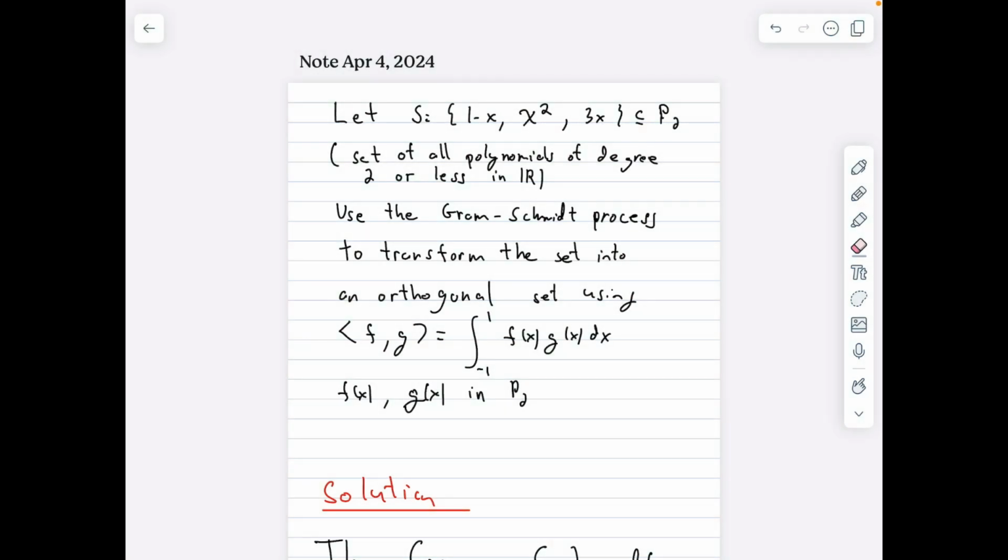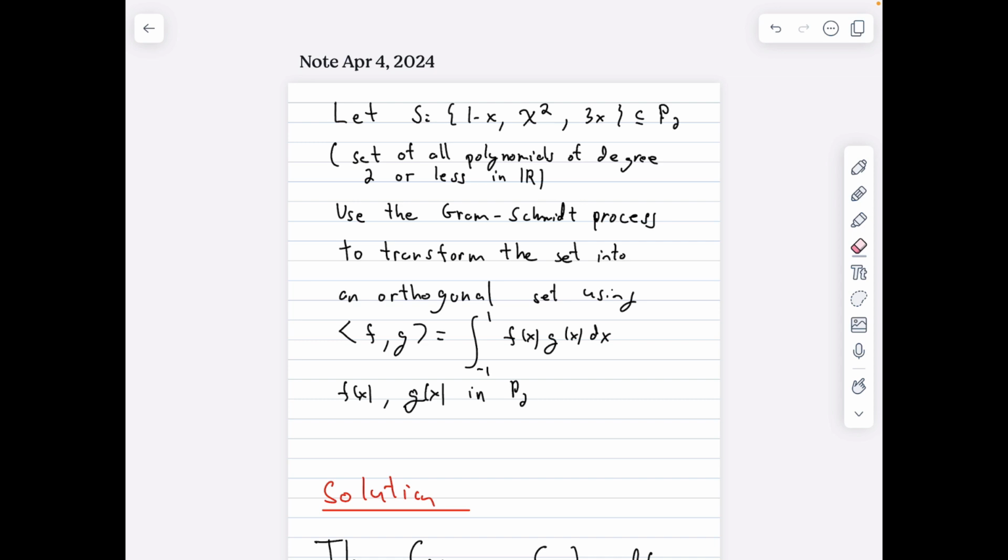So today we're working on a linear algebra problem. We have the set S, which has 3 elements: 1 minus x, x squared, and 3x. We're going to be considering it as a subset of P2, which is the set of all polynomials of degree 2 or less in R.